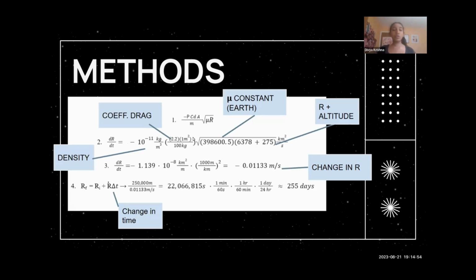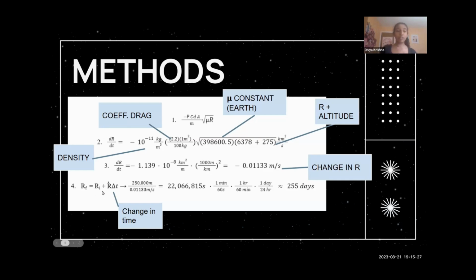In order to validate that the equation I derived would work, I plugged in my own values. For example, density, mass, a set altitude, so just one altitude, the mu constant of Earth, and many other variables. Using this, I was able to find the change in R, which means the change in how low a spacecraft would be going, in meters per second, and plug it into the second equation, which allows us to find the time it takes.